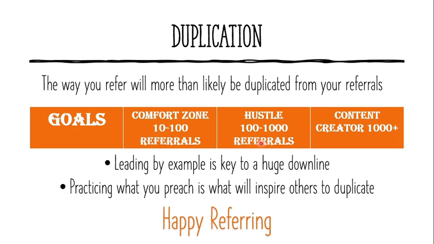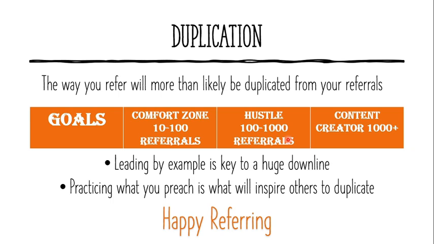So this is where you've got to ask yourself, how big do you want your line to be? If you are just doing this in your comfort zone, you're looking at 10 to 100 referrals. Each of your 10 is going to be duplicating what you do and getting another 10, and another 10. But if you leave that comfort zone and you're hustling, they begin to duplicate this, which is 100 to 1,000 referrals. Not everyone will duplicate you, but the ones that do are the ones that are going to grow your downline.